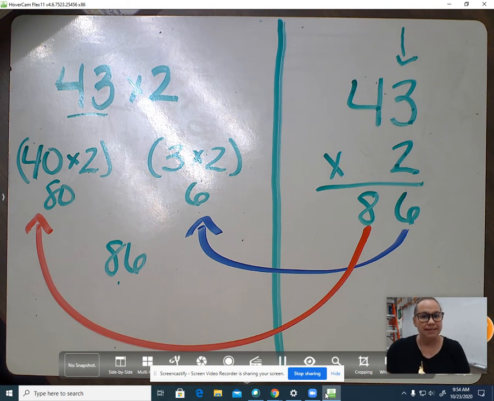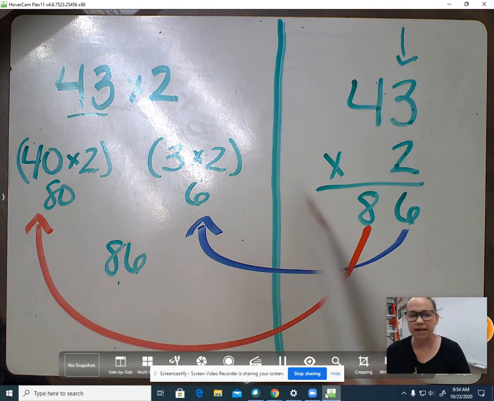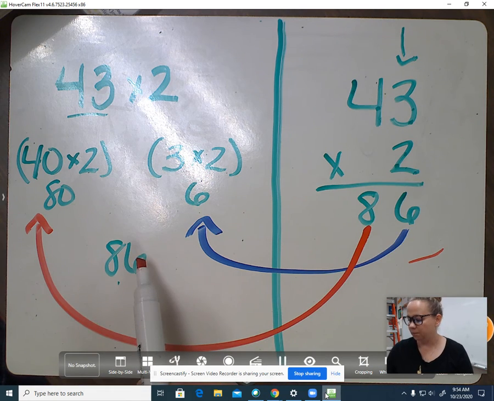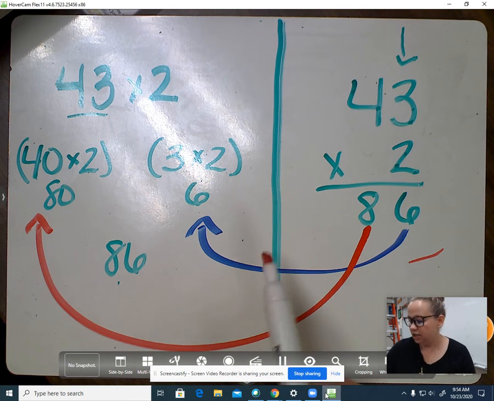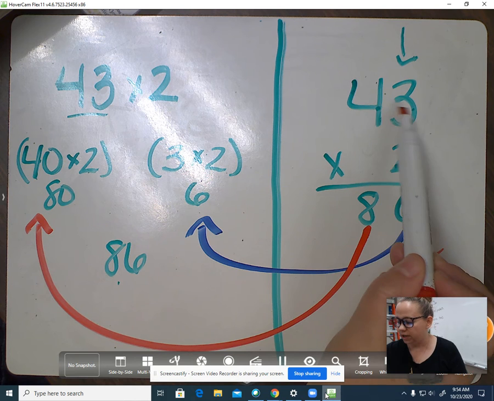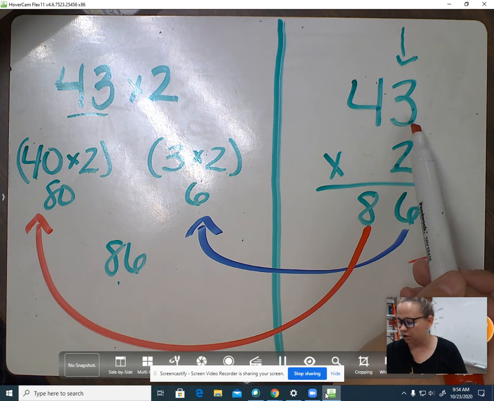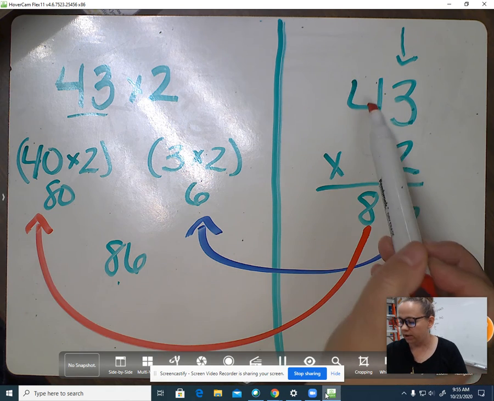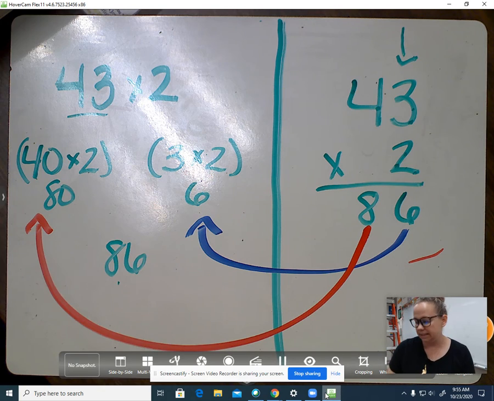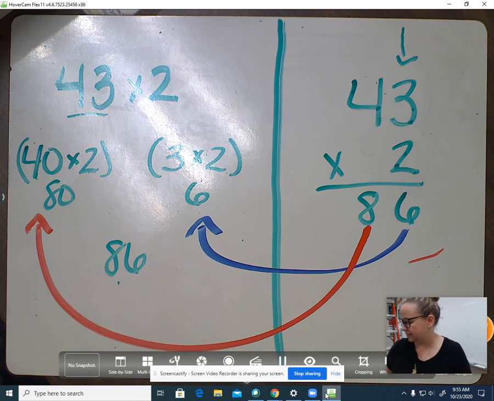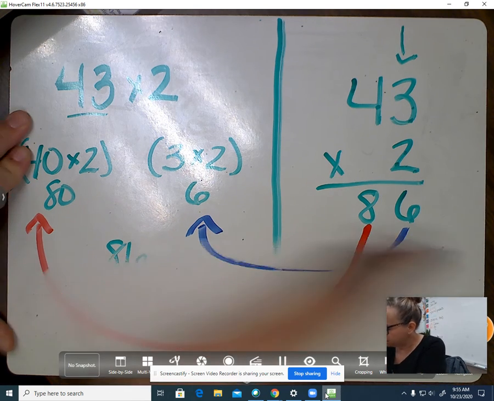So I'm really doing the same thing I did last week, but I'm doing it in a more efficient manner. See how this is much less writing over here than it was over here. But same exact idea. I broke 43 into 40 and 3, and I multiplied 3 times 2 is 6. 40 times 2 is 80. 86. My answer over here was 86. Great. Let's do another one.